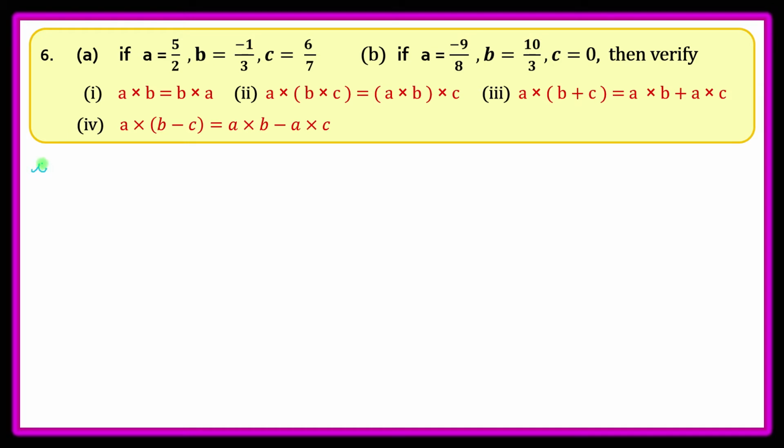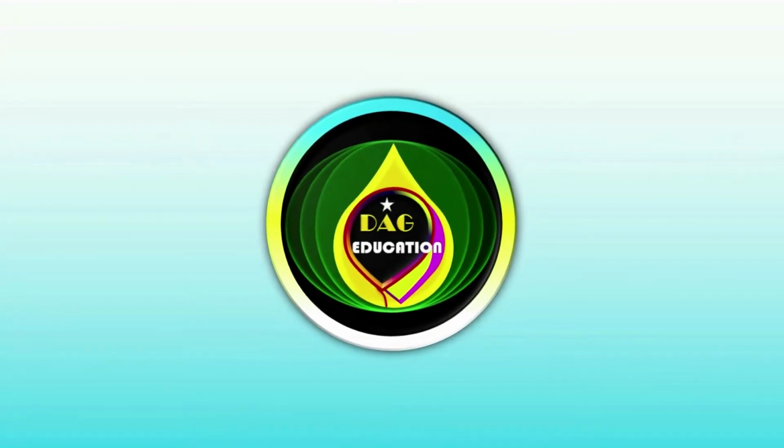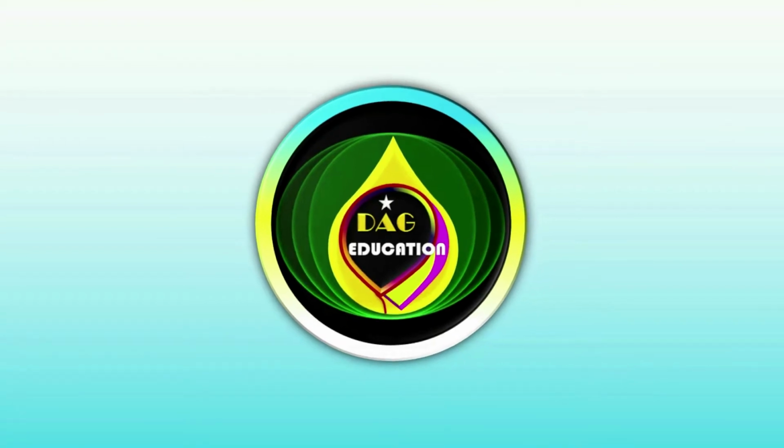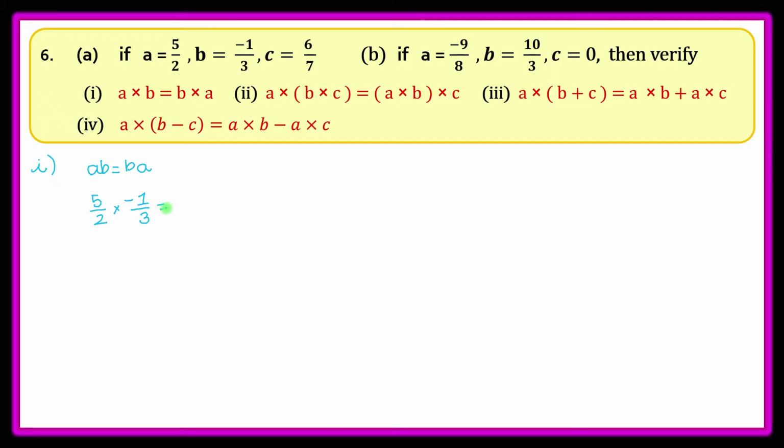So for the first part of the sixth question, we have to prove A into B equals B into A. Remember, we don't have to put a multiplication sign between variables because in algebra we can write like this also. It is just a shortcut way. So A equals 5 upon 2 and B equals minus 1 upon 3. Five upon 2 into minus 1 upon 3 must be equal to minus 1 upon 3 into 5 upon 2.